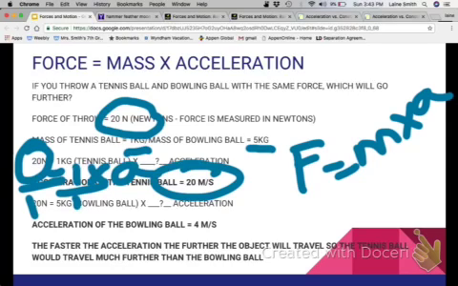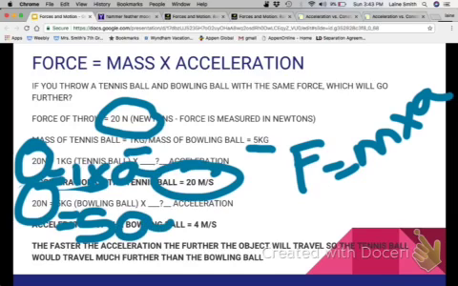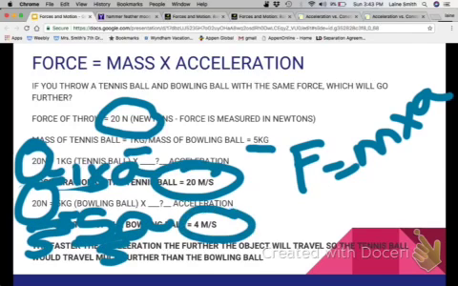If we do the same thing with our bowling ball, we have 20 newtons, which is our force, equals our mass, which is 5, times acceleration, which we don't know. We divide by 5 to get acceleration by itself, and we end up right here with 4 meters per second squared.